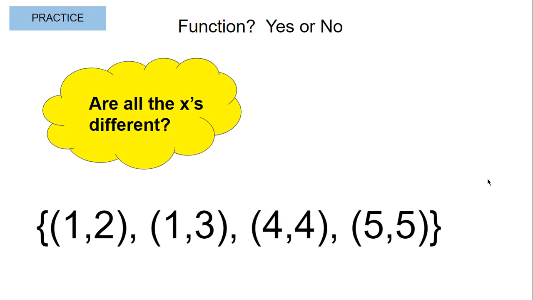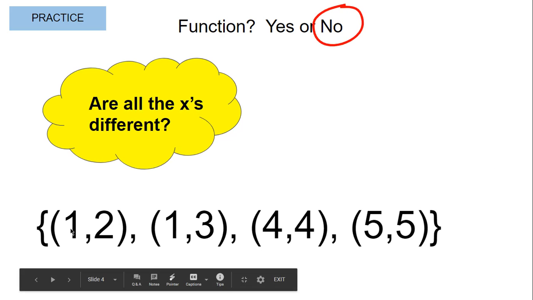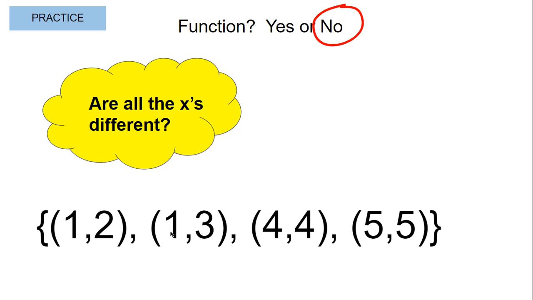Let's practice. Is this a function? Yes or no? How do you tell? Ask yourself, are all the x's different? And the answer is no. 1, 1, 4, 5. The ones repeat. So this is not a function.